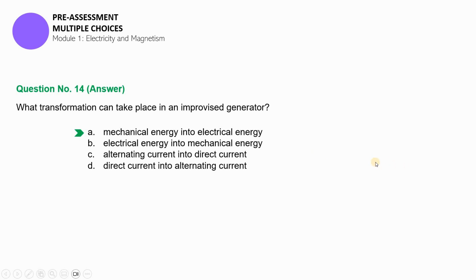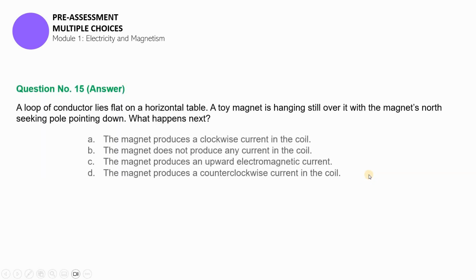For the last question in this pre-assessment, question number 15, the correct answer is letter B. The magnet does not produce any current in the coil. Count the number of correct answers that you got and please indicate your score on the upper right hand corner of your paper. Thank you so much.